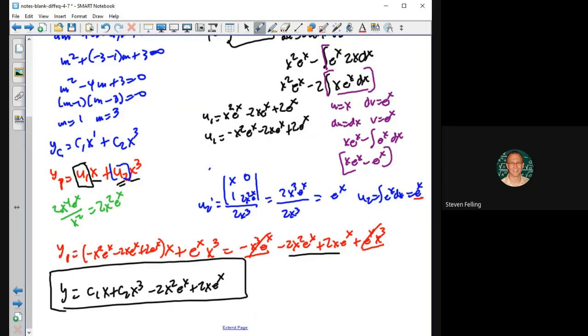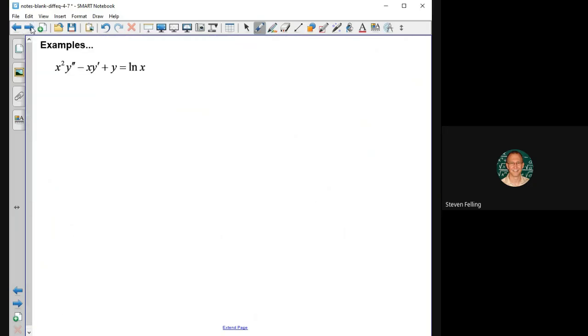Okay, let's do another example. And for this one, let's use method two. Method two involves a whole bunch of memorized substitutions. So this is a Cauchy-Euler, right? Second derivative has x squared, first derivative has x, the no-derivative term has no x. Then we have some right-hand side.